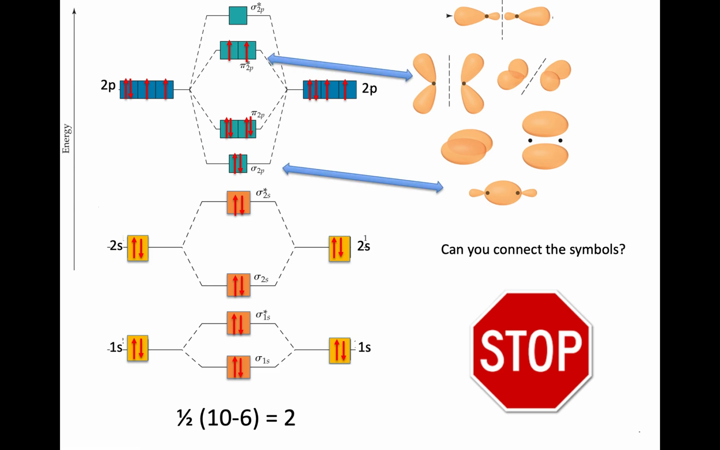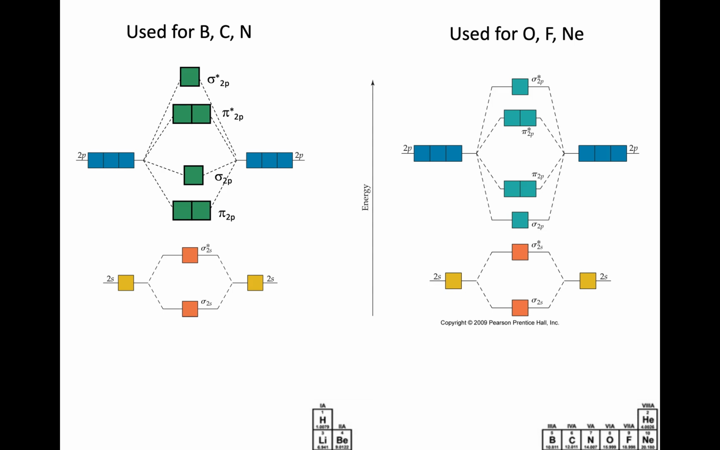Can you connect these symbols? Are you able to recognize those p orbitals and place them on the diagram? Share your response with me. Are you able to make sense of this? Now, we have one series of energy levels when we're using the elements on the left-hand side of the periodic table, and another for those on the right. Very similar, but I just see a slight change when I'm looking at the pi 2p and the sigma 2p.